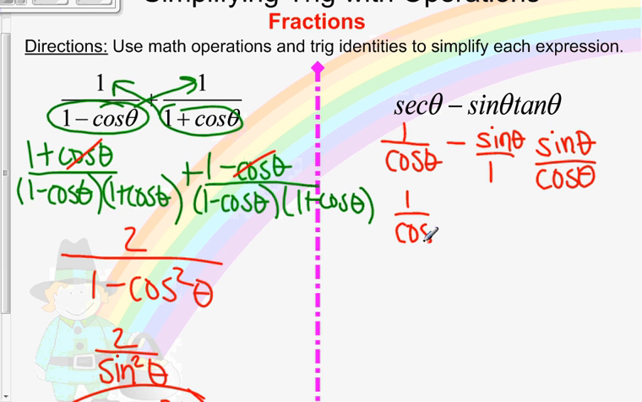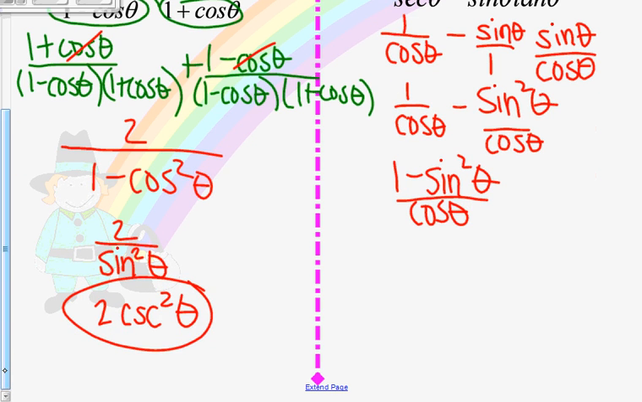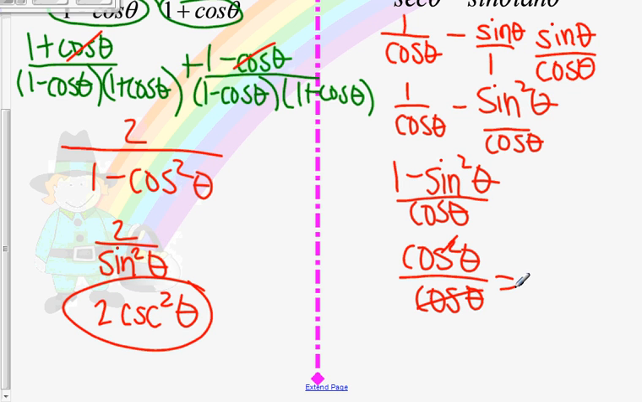So we've got 1 over cosine theta minus sine squared theta over cosine theta. Notice that the bottoms are now the same, so we can combine the tops. So we got 1 minus sine squared theta over cosine theta. 1 minus sine squared theta is a Pythagorean identity, so we're going to get cosine squared theta on the top and cosine theta on the bottom. There's 1 in the bottom and 2 in the top, so we're going to be left with just 1 cosine theta. Okay, again, just take your time and you guys can get to the answers.